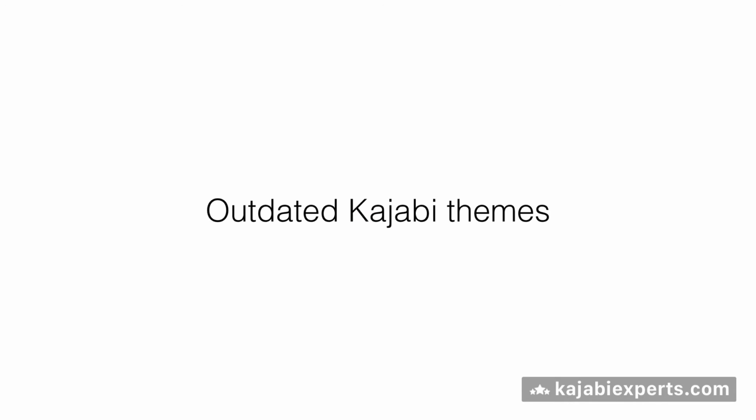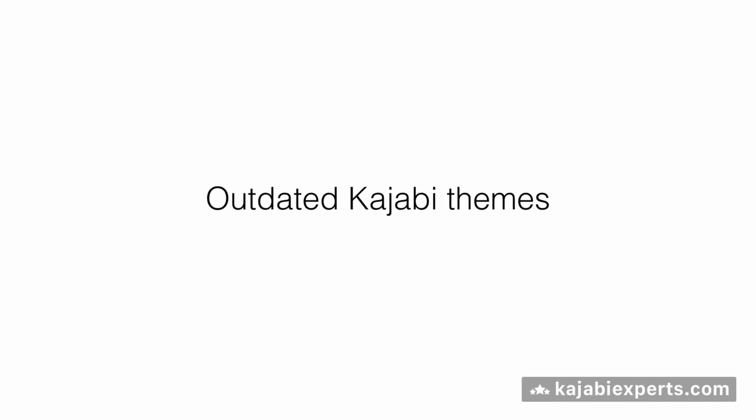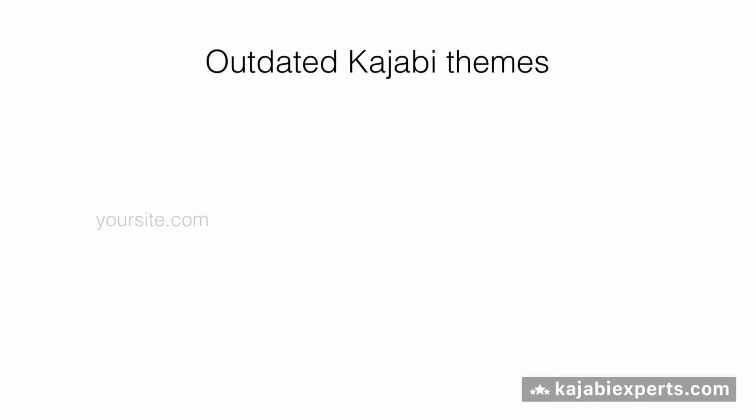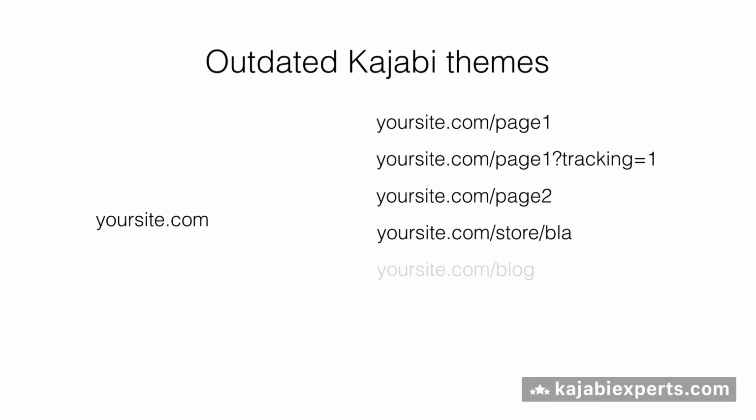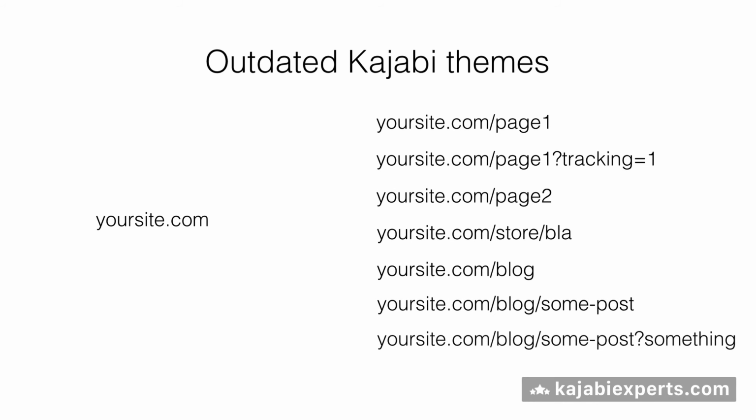Now I'm going to explain what was happening in the outdated Kajabi theme. Hopefully this will show what was happening and will make you update your theme if you haven't done it already. Okay. We had our site, yoursite.com, and we had our different pages: page one with tracking=1, page two, store, blah, blah, blah. So we had our different pages inside yoursite.com. What was happening in the themes? I repeat that this was already fixed in the new themes.